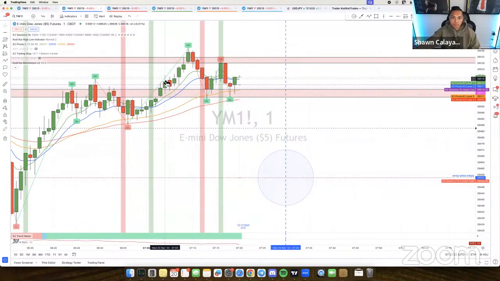Again, price is going sideways. This is what was expected. The ATR is still below 10 right now, so it's very, very low. And we're not really expecting much to happen here. We're just going to sit tight, wait. I'm just waiting for that big red candle.